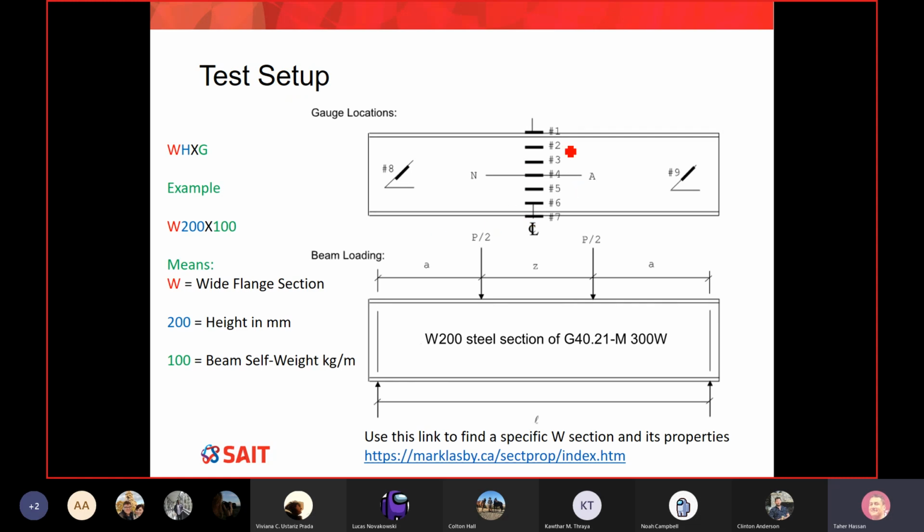Now let's look at the test setup. So as I said, we're using a steel beam. Steel beams in most cases are standard sections. Yes, we can fabricate our own by getting some plates, cutting them into shapes and welding them together, but this is not the norm. It happens only when we don't have an available standard section.